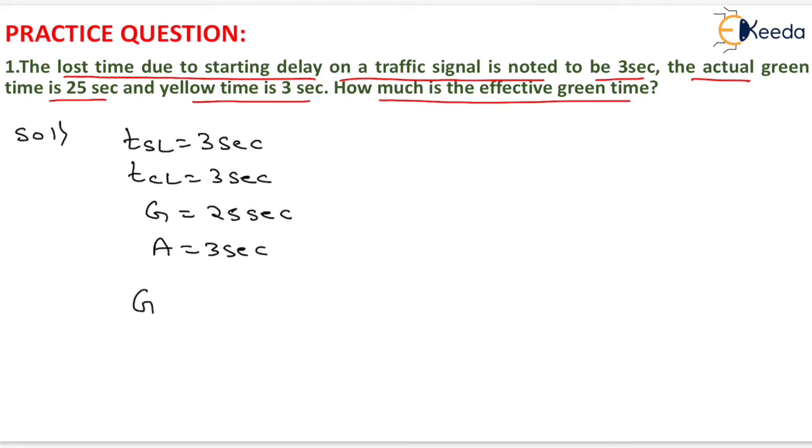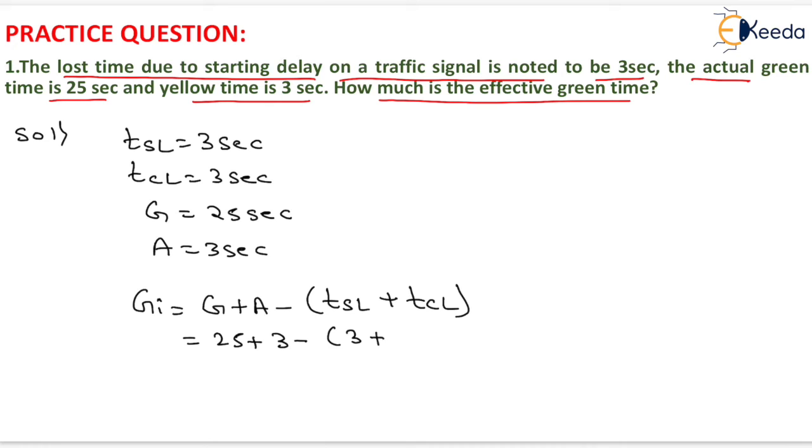So effective green time will be equal to green time plus amber time minus total loss time, that is TSL, startup loss time, plus clearance loss time. On putting the value of G as 25, A as 3, minus total startup loss time equal to 3 seconds and clearance loss time equal to 3 seconds. On solving this, we will get the effective green time equal to 22 seconds.